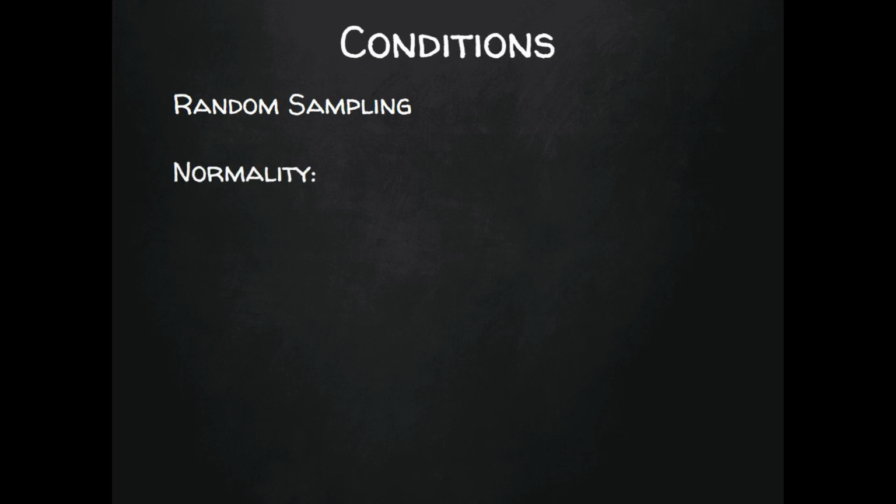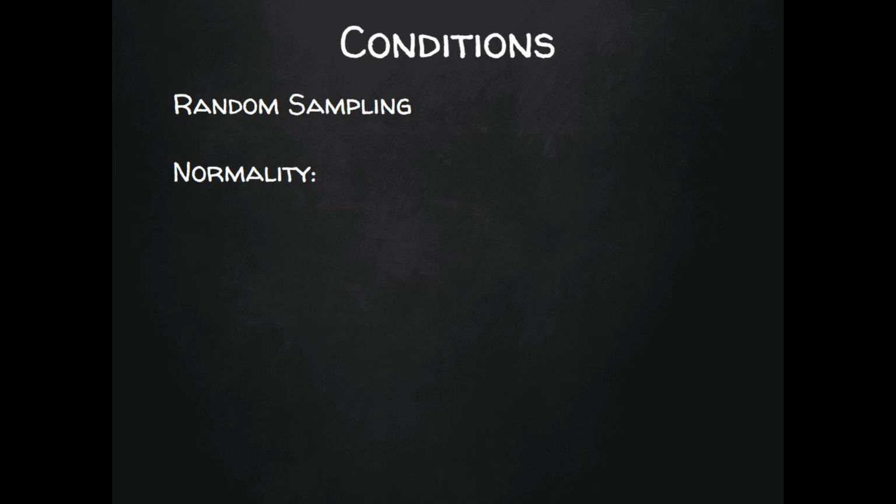Previously, when we talked about conditions for proportions, we mentioned that you have to have random sampling, and that doesn't change here for means. Remember that hypothesis testing is comparing the results we got from our sample to what could happen randomly. Now, as far as normality goes, we need the sampling distribution to be approximately normal.